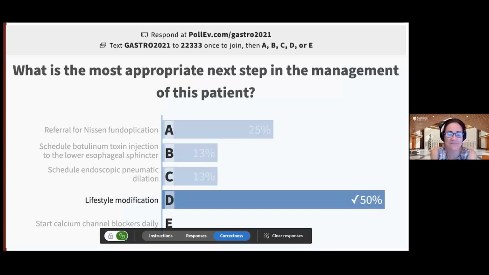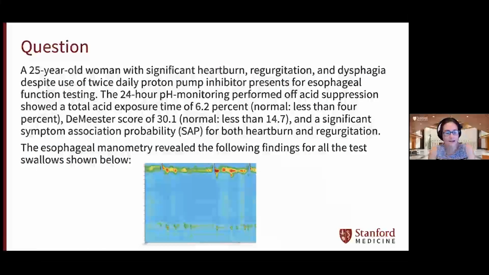Okay, sounds good. Maybe we can put up the question again. I think the first thing that hopefully a lot of you picked up on is that this patient has acid reflux. He had a 24-hour pH test, which showed a total acid exposure time of 6%. And they sort of are giving you the normals, which is good. So you know that normal is less than 4%, so he's got a lot of acid.